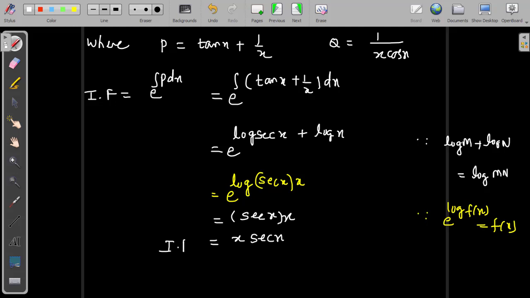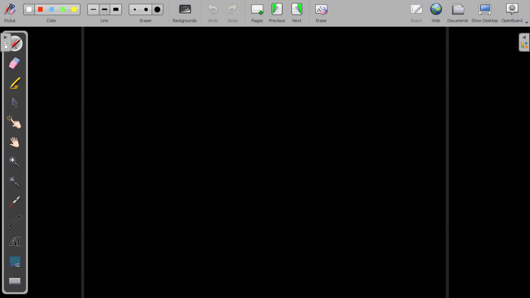This is my integrating factor. This rule is very important. Without this rule it will not be easy to simplify. After that, we have to use the integrating factor in the general solution.